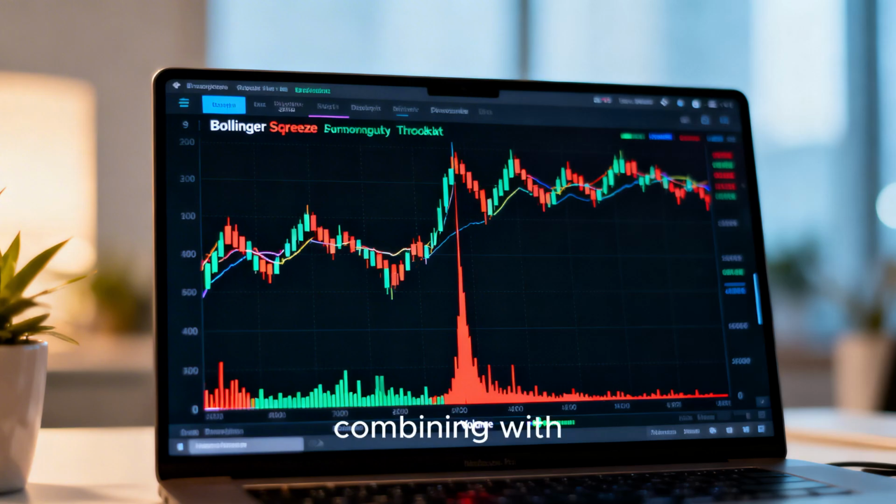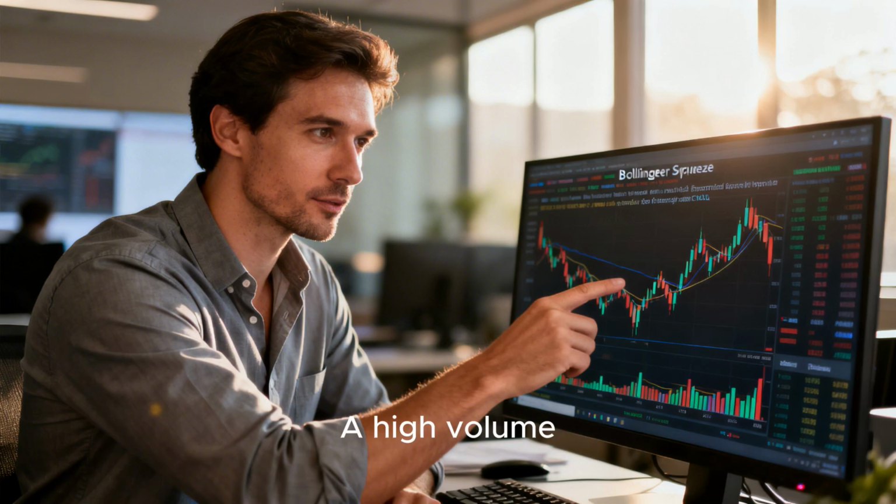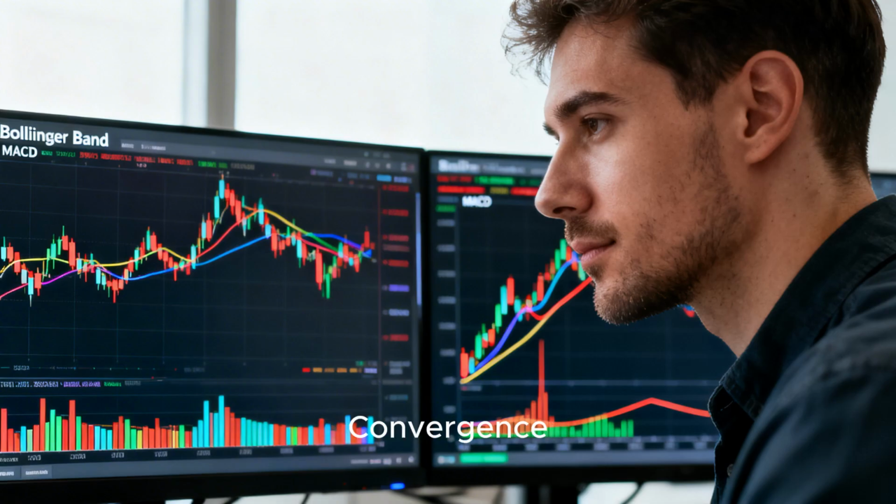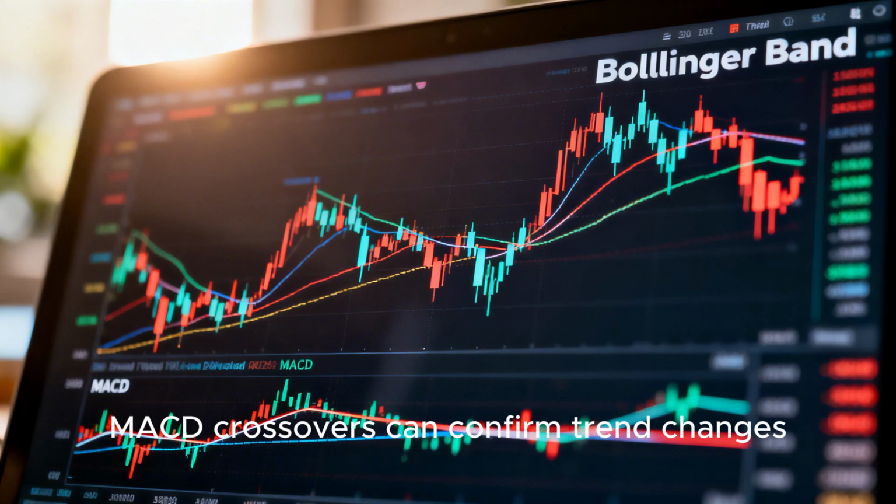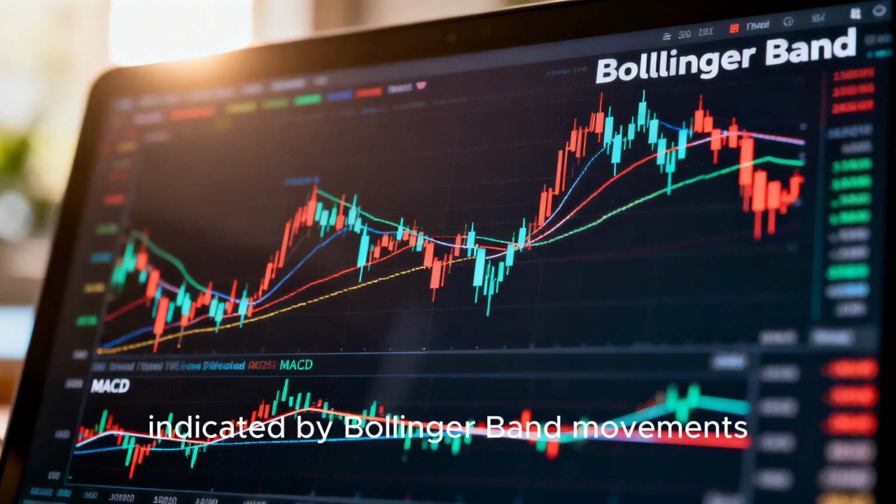Similarly, combining with volume indicators can validate breakouts from a Bollinger Squeeze. A high-volume breakout adds conviction to the move, reducing false signals. Moving Average Convergence Divergence, or MACD, is another excellent complement. MACD crossovers can confirm trend changes indicated by Bollinger Band movements.